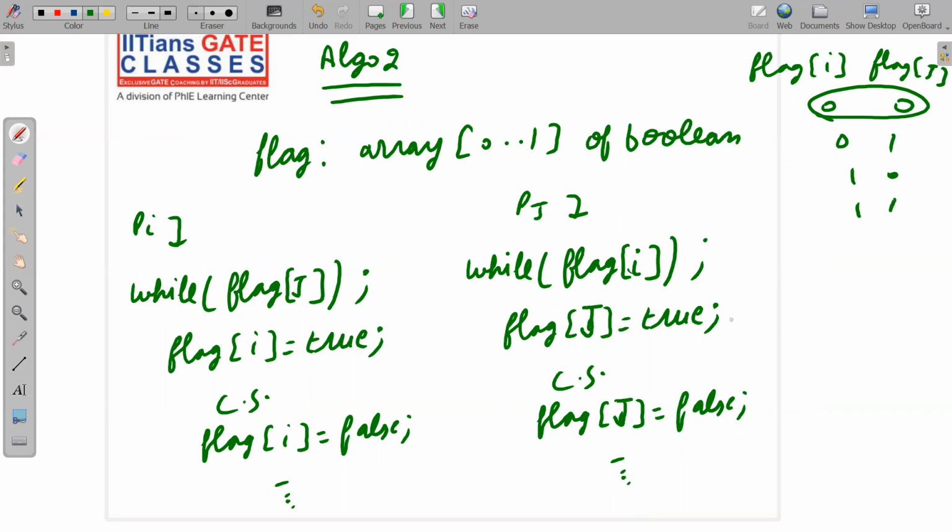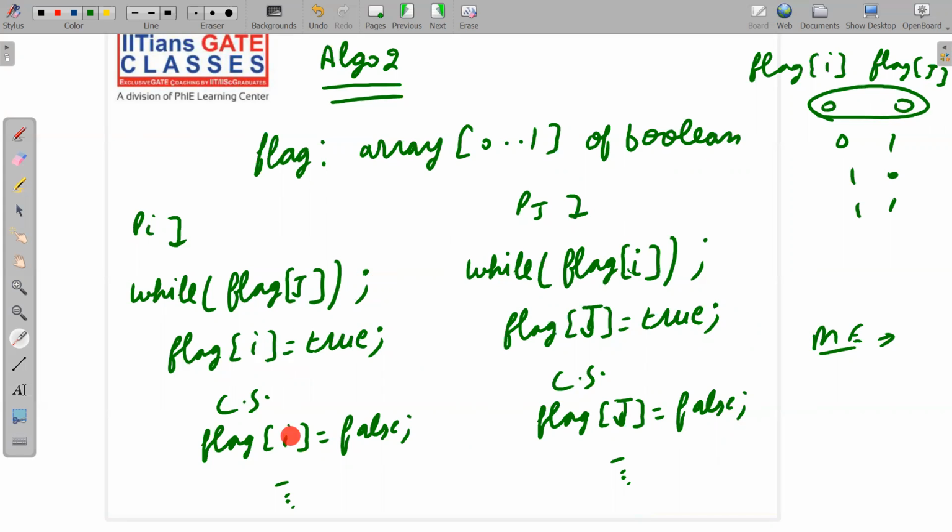So now we have to check the first condition, that is mutual exclusion. Mutual exclusion means both should not enter into the CS. So now you can imagine PI, what PI will say: check flag J. Flag J initially is 0. So it will say while 0, obviously 0 means false. So the loop is broken and it will say flag I is equal to true. Flag I true means it is saying that now I'm going to enter into the CS.